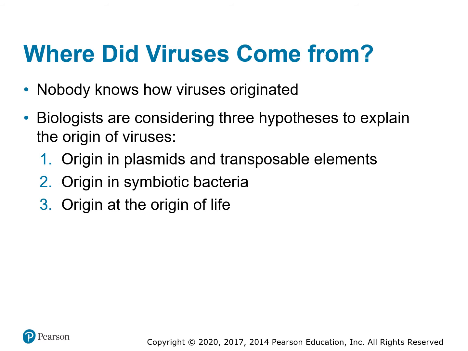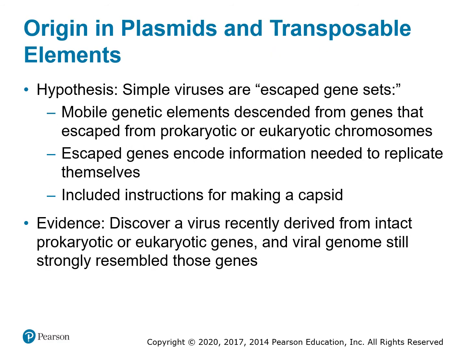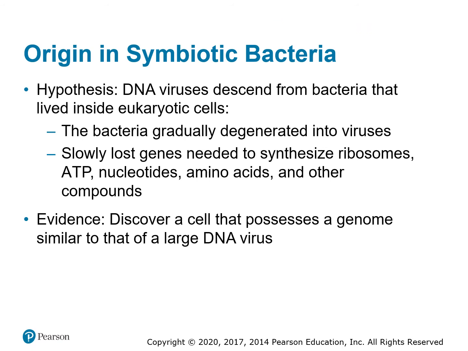Then you also have the origin of symbiotic bacteria and the origin of life. For transposable elements and plasmids, they consider them escape gene sets that ended up encoding some information, including the information to make a capsid, and then from there they were able to infect cells and get them to replicate them. In the case of the symbiotic bacteria, they hypothesized that they became degraded into viruses. They changed the structure of their cell wall to be more like a modern virus, and then they had the loss of certain genes over time until they only kept the essential ones.